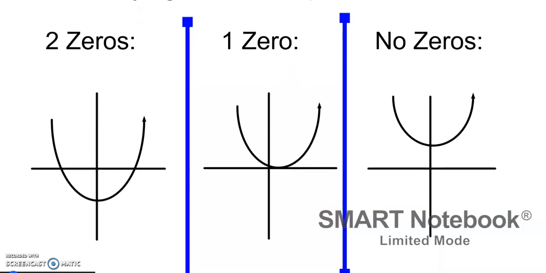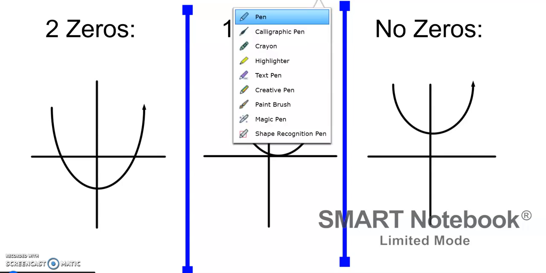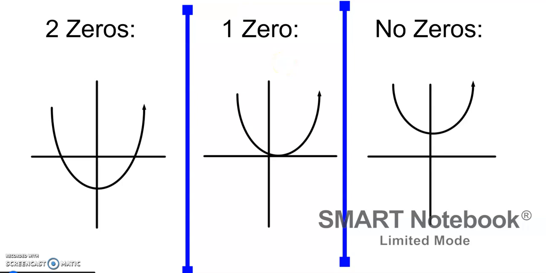So within a quadratic function, there's going to be three different possibilities, I should say. Either it's going to have 2 zeros, 1 zero, or no zeros. When we're dealing with 2 zeros, notice that we're looking for 2 spots where the parabola goes through the x-axis. So it happens twice over here.